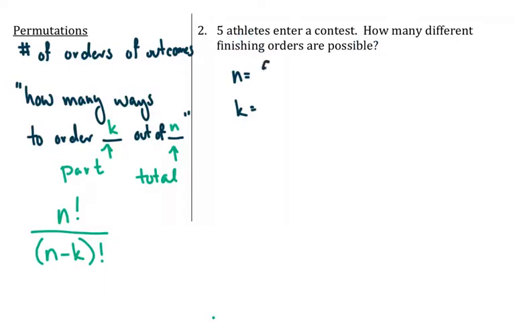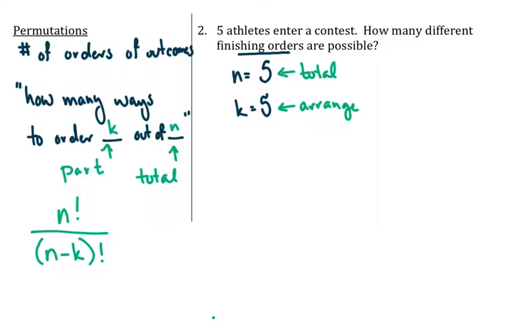So n is 5, because that's our total. And now with k, that usually takes a little bit more logic. In this case, it's actually going to be 5 as well, because we're saying that everyone's going to finish. So n is our total, and then we want to arrange 5 people from that total, because again, we assume that everyone finishes and there's not some sort of catastrophe where someone breaks their leg halfway through. If there is something like that, they will definitely tell you in the problem.